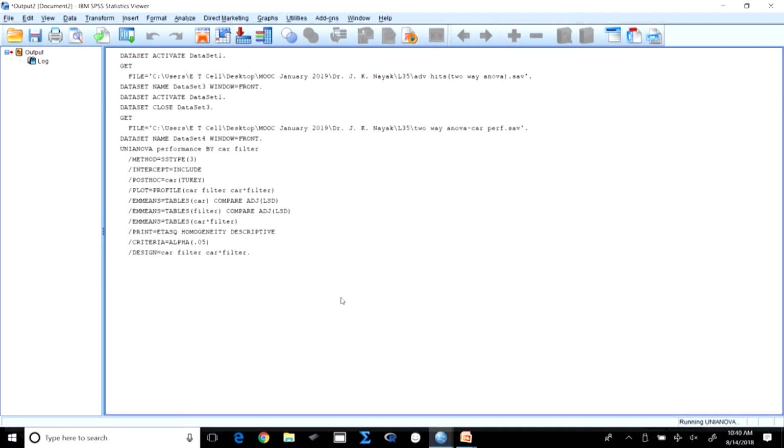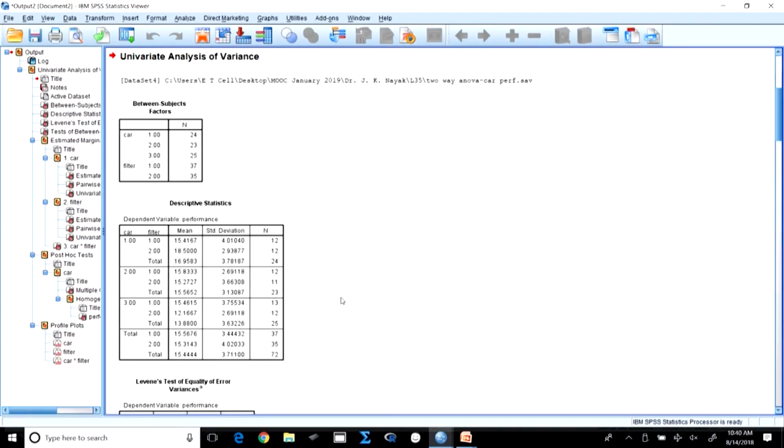Now, let us see what kind of analysis we are getting. Now, look at this, we are having 3 cars, 2 filters. Okay. Now, the first car and the first filter, this is 1, 2, 3. So, the first car fitted with the first type of filter, mean is 15, second is 18.5 and this value you can see for the third car with the first filter is 15 and the second one is 12.